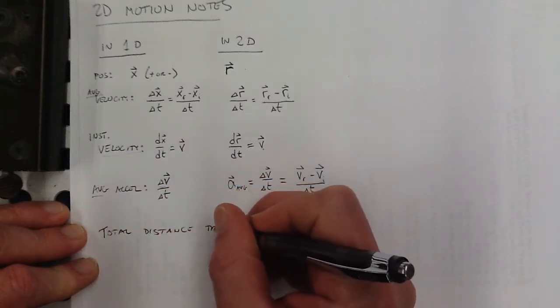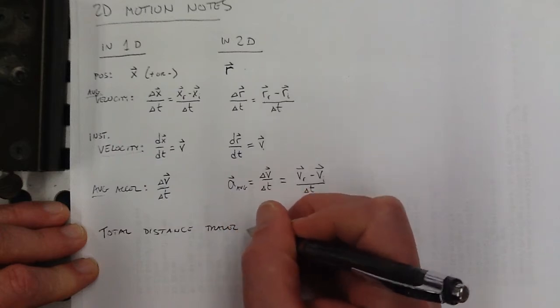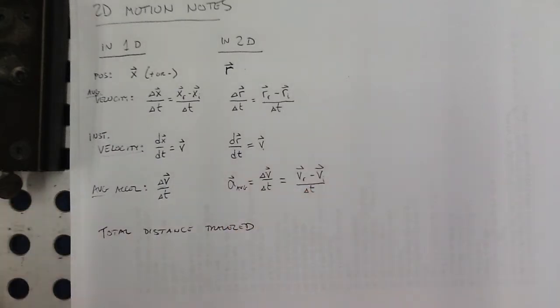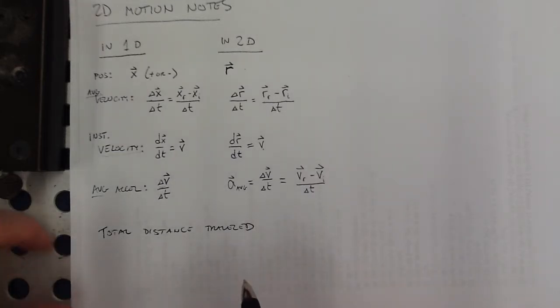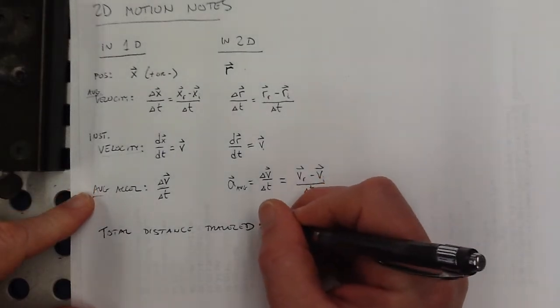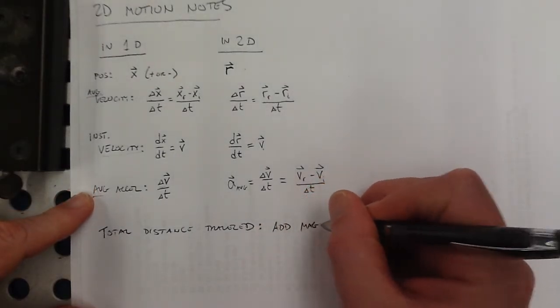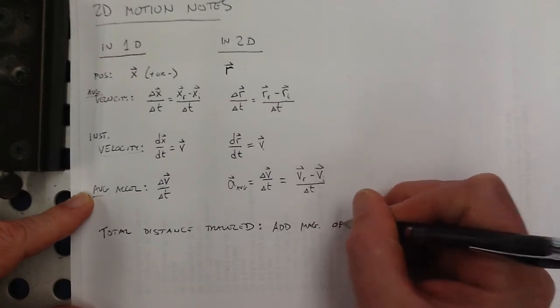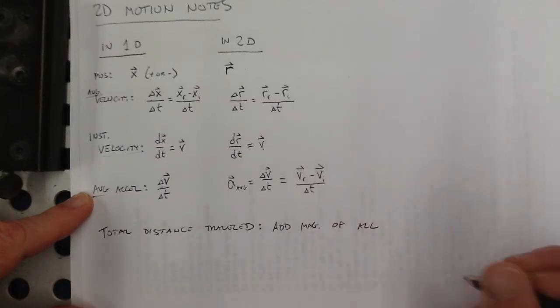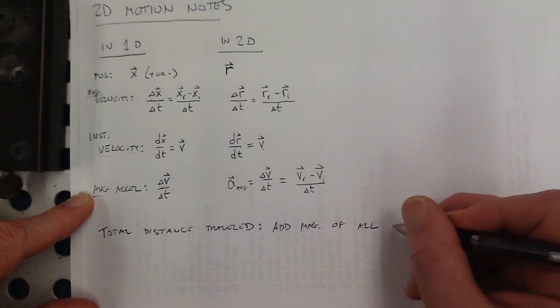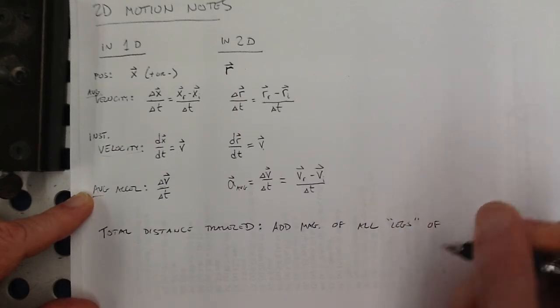Total distance traveled. So total distance traveled is just, it's a very intuitive thing. I mean, it's the total distance that you've traveled. You just have to add the magnitudes of all, can I say the legs of your journey?